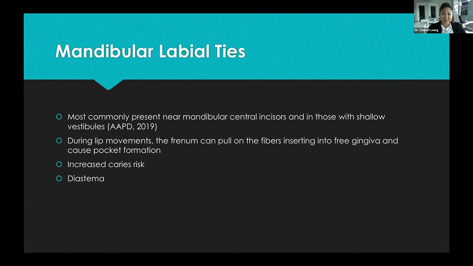You also have something called Mandibular Labial Tie, so that's just your lower. You'll see it there. A lot of times it'll present right between 24 and 25 or O and P, especially in those with really shallow vestibules. And during the lip movements, what happens is that the frenum is attached to that lip there. So while you're moving, talking, eating, it's pulling on that frenum, on that string, and it's causing some of the fibers that are inserted on your gingiva to pull too. So you'll get a lot of perio issues, you'll get pocketing, recession, increased caries risk because again, it's trapping food as well. And you can also get a big diastema between those two teeth there.